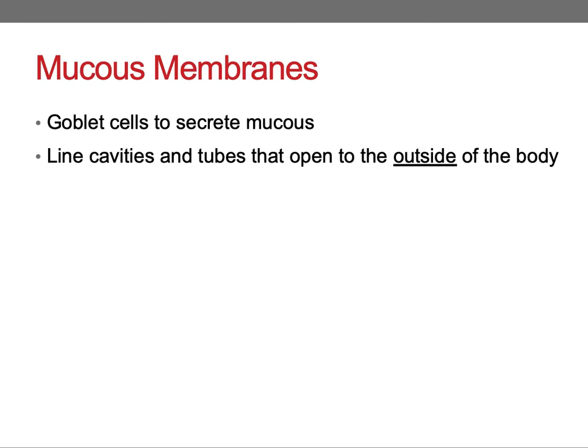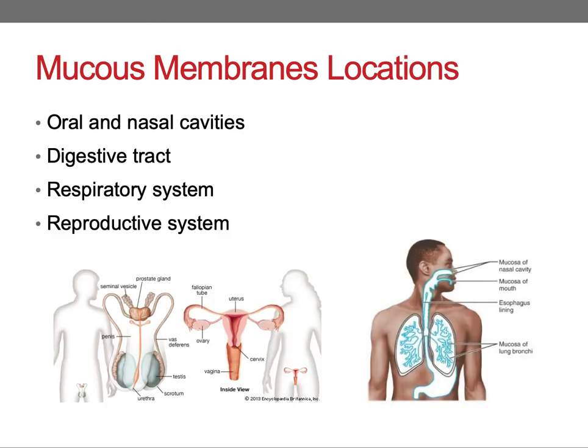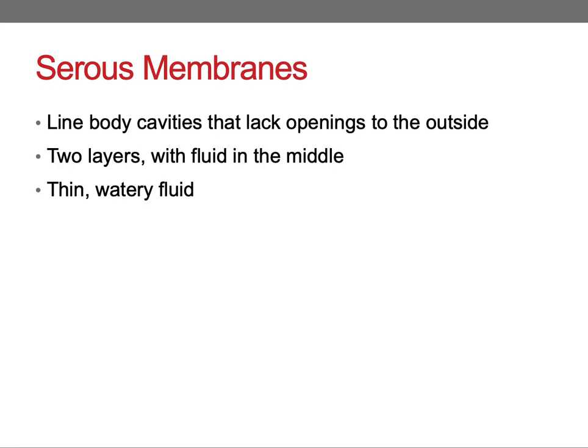Some examples of where mucous membranes are located are our oral and nasal cavities, so our mouth and our nose, our digestive tract, which helps food glide along more smoothly, the respiratory system, where the mucous membrane traps foreign particles, and the reproductive system. Lastly, we have serous membranes.